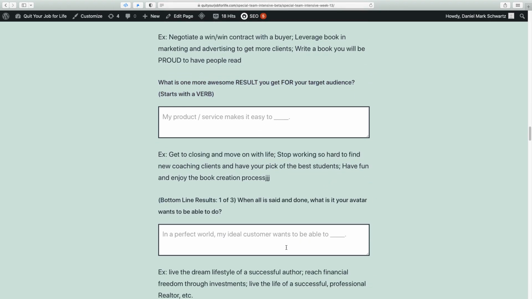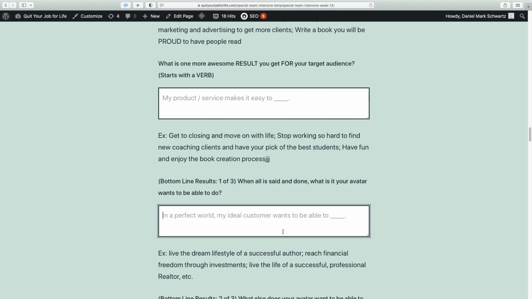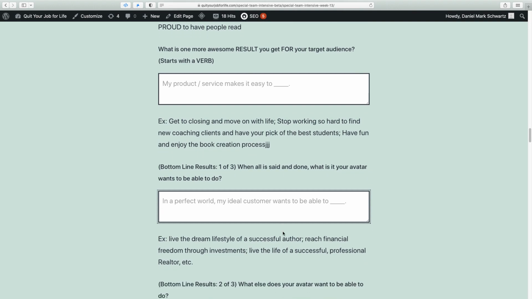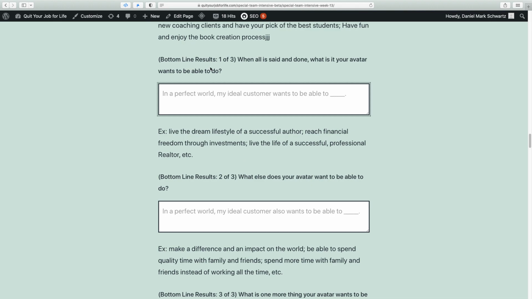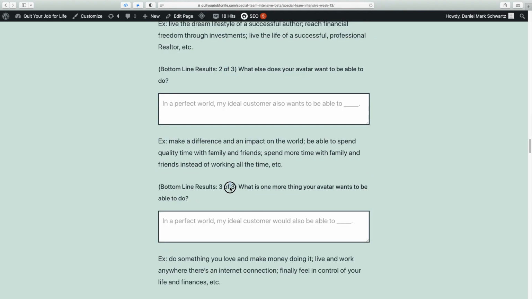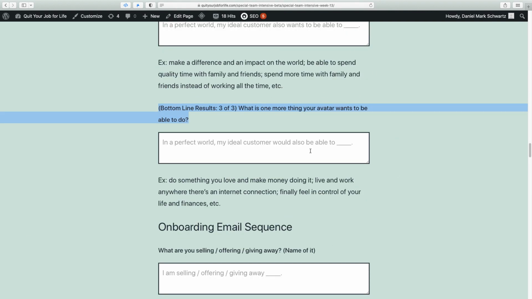And then the bottom line: when all is said and done, what are they able to do? Now they've gotten the result they're looking for. They met the guy they want to meet, and now what do they get to do with that? They get to live in the house of their dreams and have the family life they've always wanted, and they get to brag to their friends. That's the kind of visceral feeling of being in that place that you want to impart. It's not just the goal they're aiming at, you're filling in all around it. Bottom line one, bottom line two, it's all the same idea. We're just filling in different details in bottom line three, and then we've completed that beautiful story.